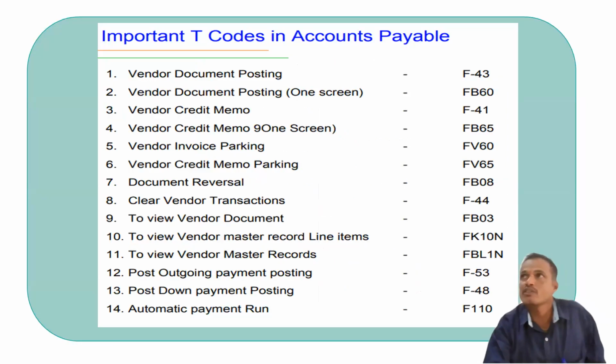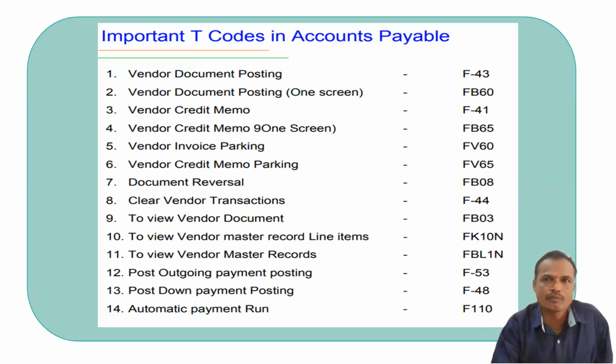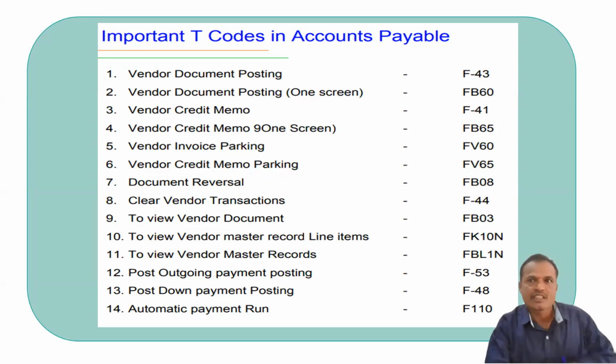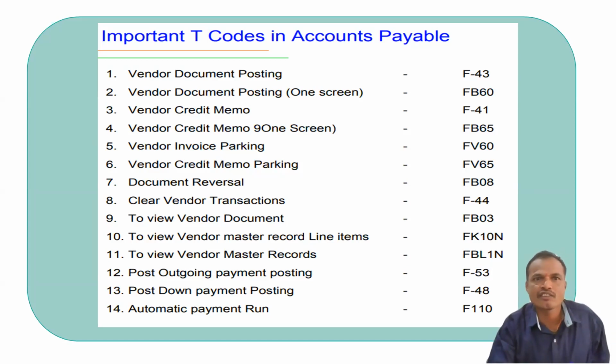Important T codes in accounts payable, vendor document posting F-43. We use this T code for posting a vendor invoice. Vendor document posting one screen FB60. Vendor credit memo F-41. With this key, we go directly to the credit memo part of vendor. Vendor credit memo FB65.